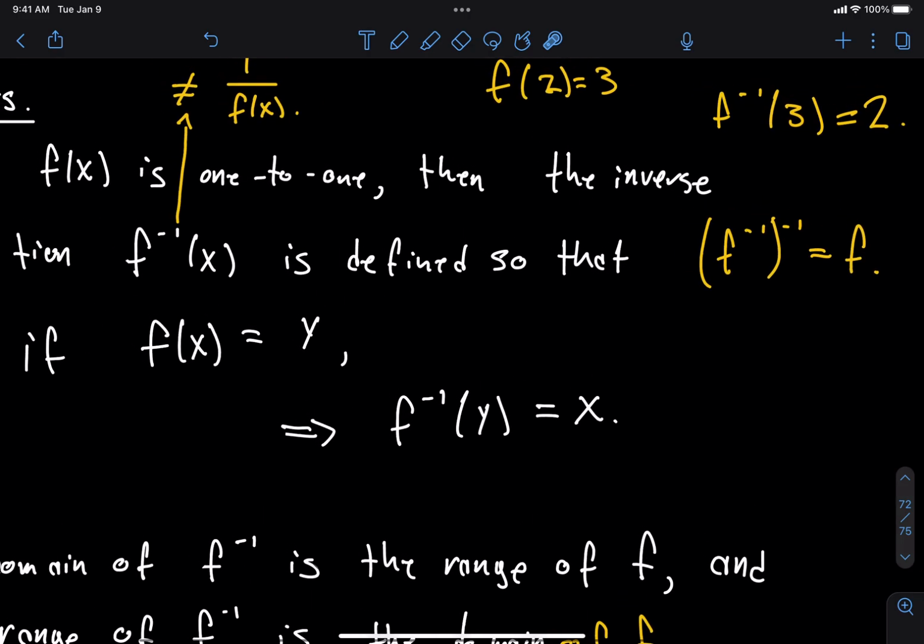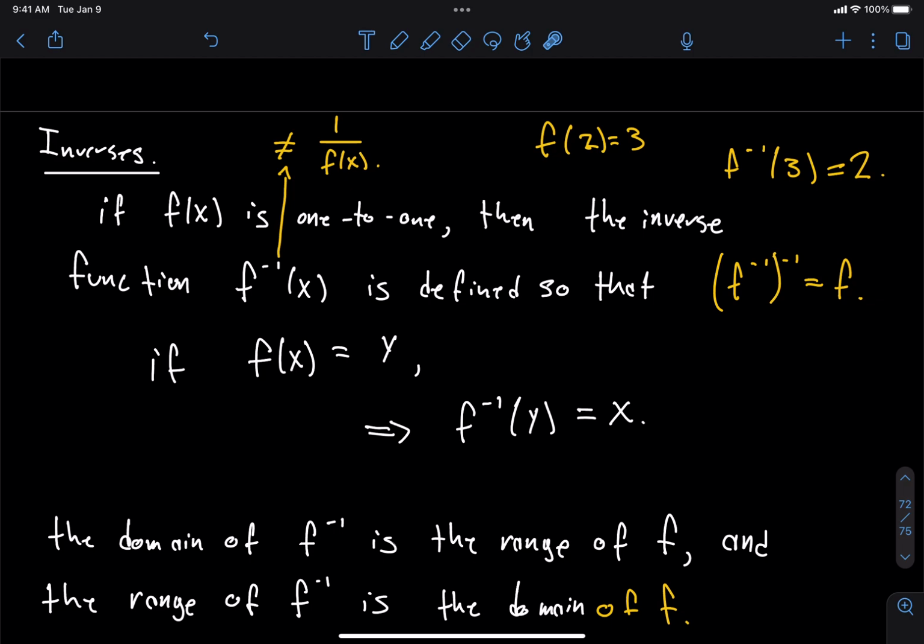Okay, so then we defined what is the inverse function. Okay, so the inverse function, I really don't like this white color. I'm going to have to change that later.